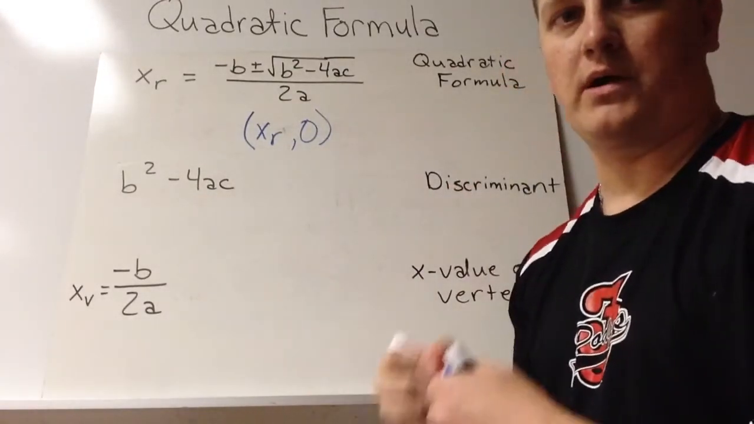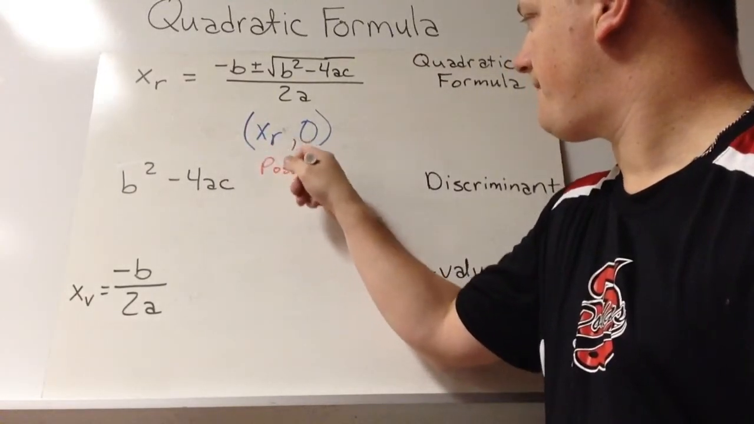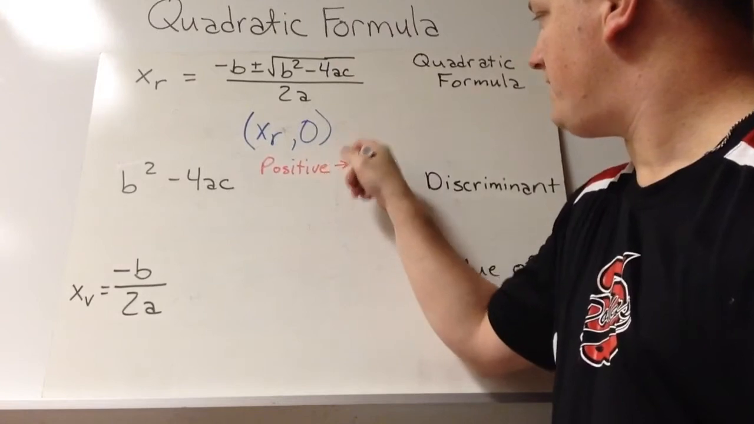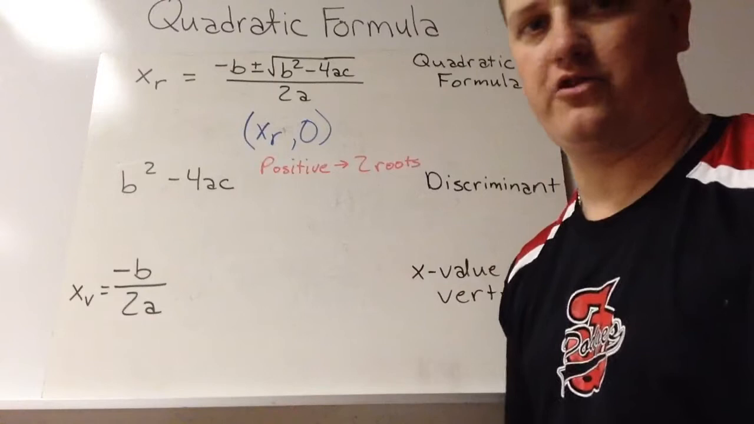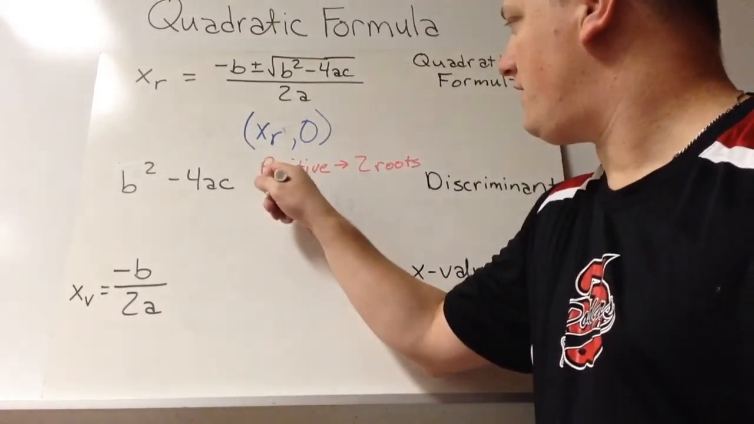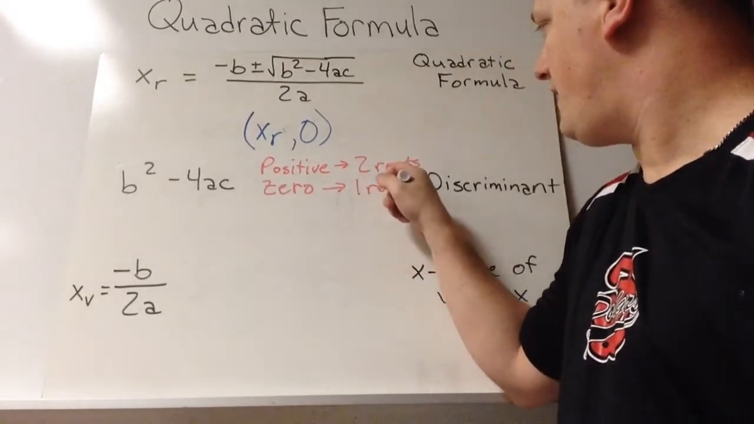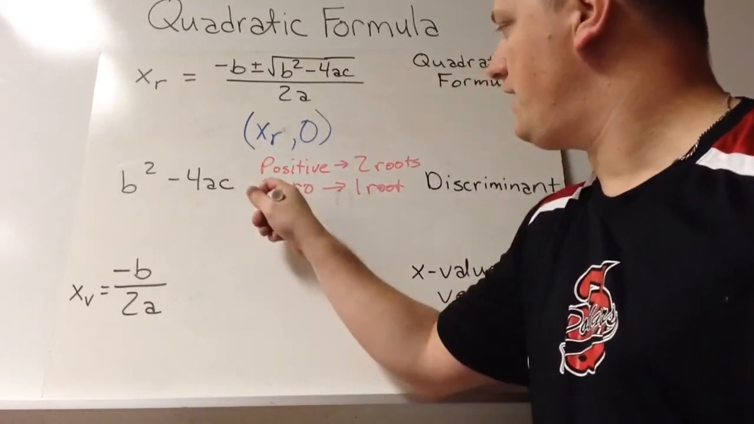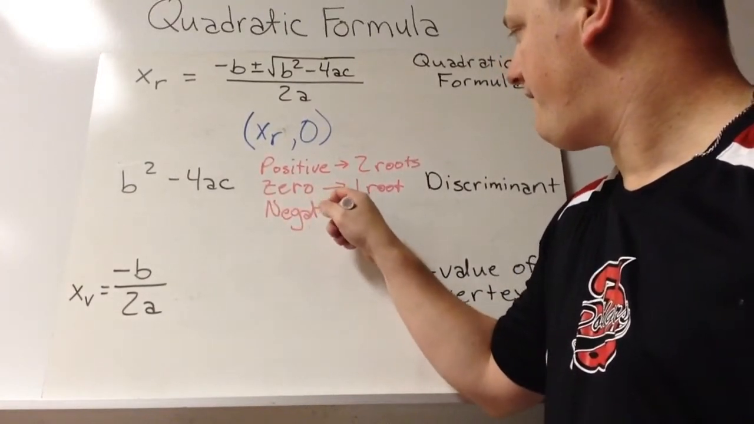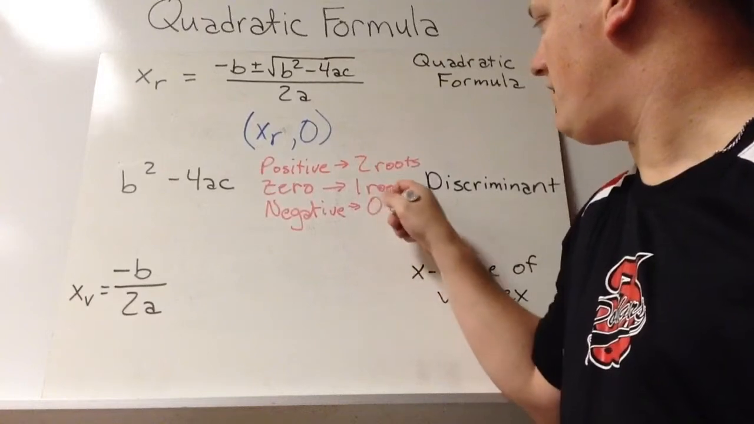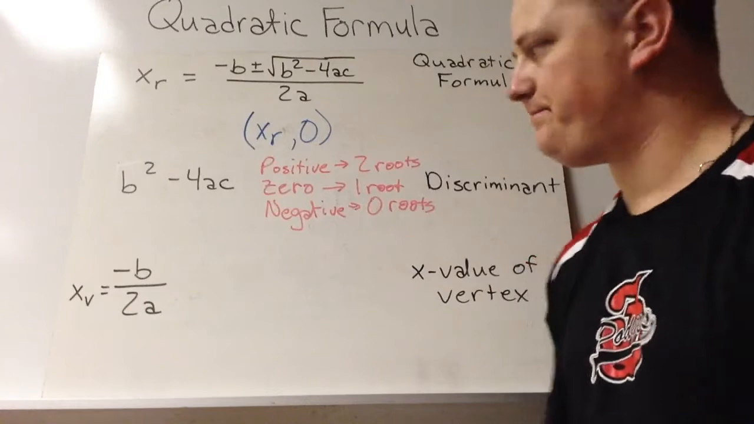The discriminant's important because if this ends up being a positive number, that means there's 2 roots. So like positive 5, there's 2 roots. If this ends up being 0, there's 1 root, and that root ends up being the vertex. And if this is a negative number, that means there are 0 roots. That would be a graph that never crosses the x-axis.